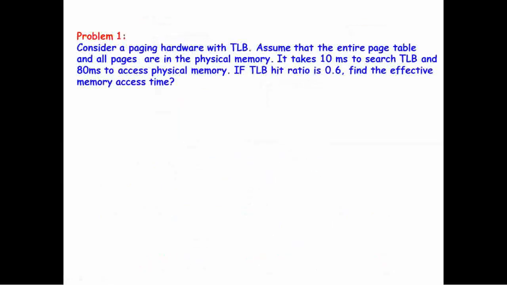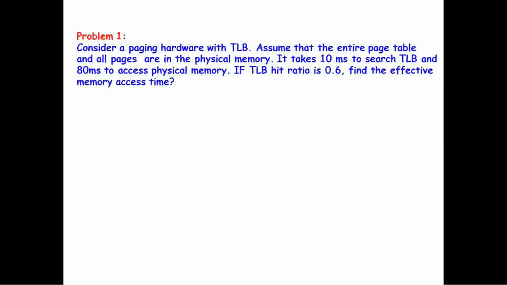The given problem is, consider a paging hardware with TLB. Assume that the entire page table and all the pages are in the physical memory. It takes 10 milliseconds to search TLB and 80 milliseconds to access physical memory. If TLB hit ratio is 0.6, find the effective memory access time.